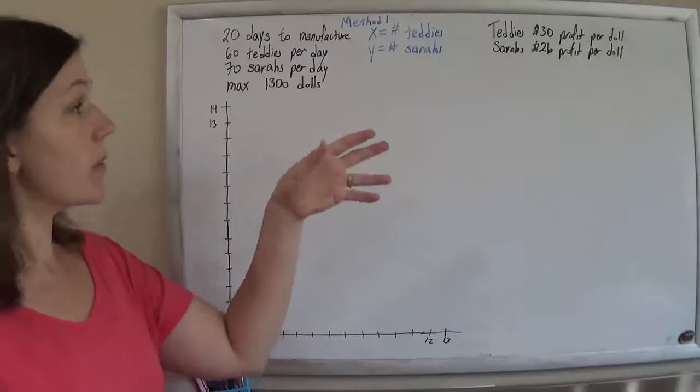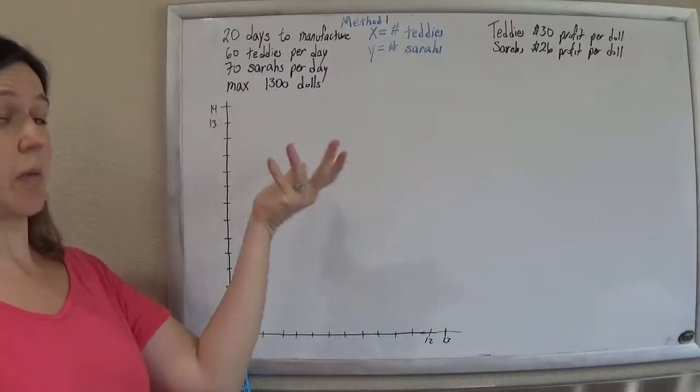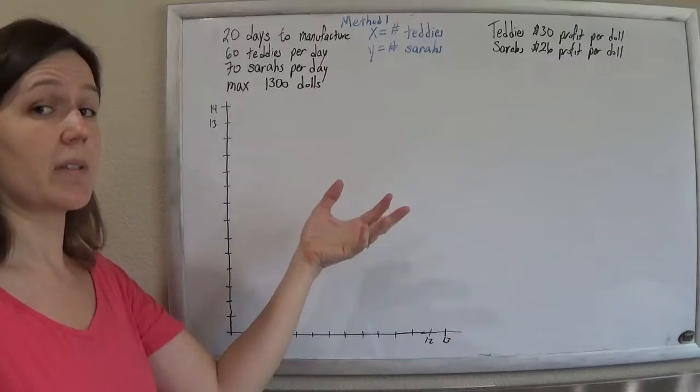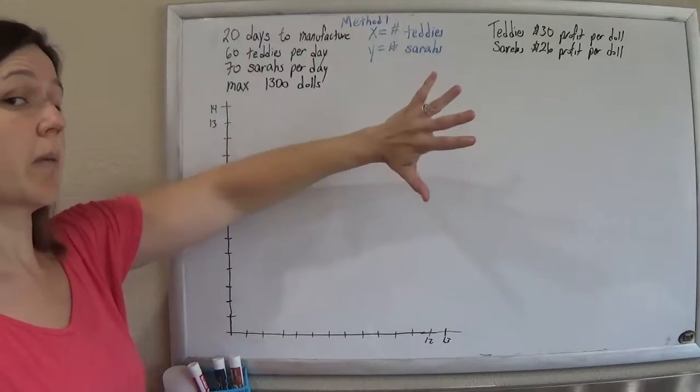So one way to do this is to let x be the number of teddies and y be the number of Sarahs, because that's what we want to find, right? How many teddies and how many Sarahs should we make? That seems very straightforward, and that's the way I'm going to do it here.